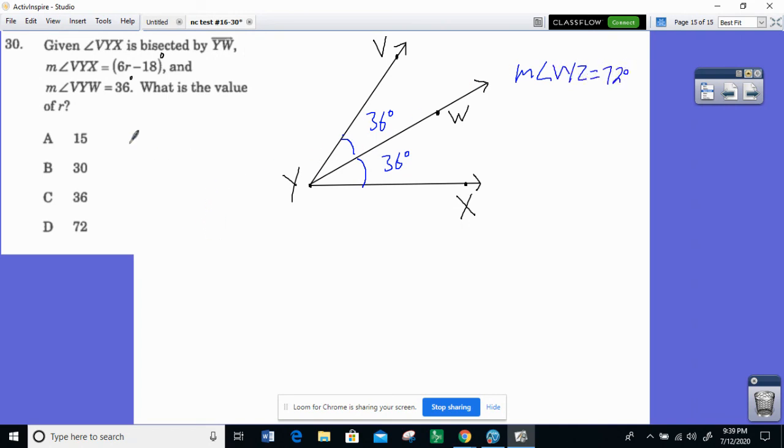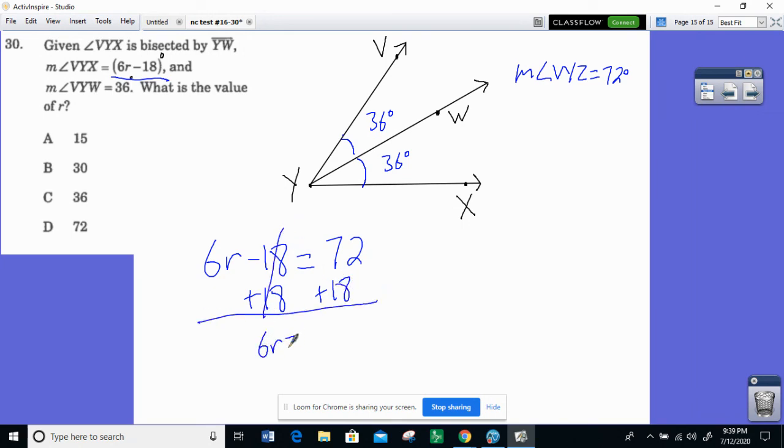But they also told us that the measure of angle VYX is 6R minus 18. So now we can just set up this equation. 6R minus 18 equals 72. This is an easy equation to solve. We can add 18 to both sides. We get 6R equals 90. And when we divide both sides by 6, we discover that R equals 15, which is how we get answer choice A.